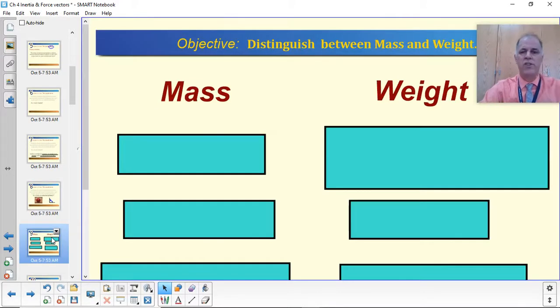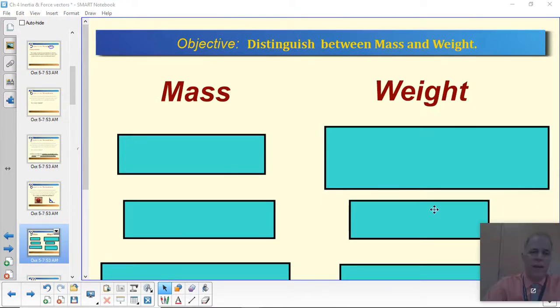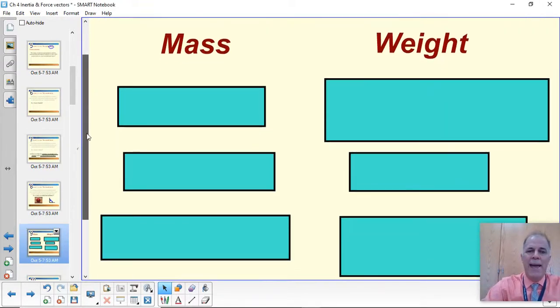Okay, now that brings us to something which is kind of important to recognize here, and that is the difference between mass versus weight. In our English class and the way we use these words every day, these words mean pretty much the same thing and they're pretty interchangeable. That's in common language.